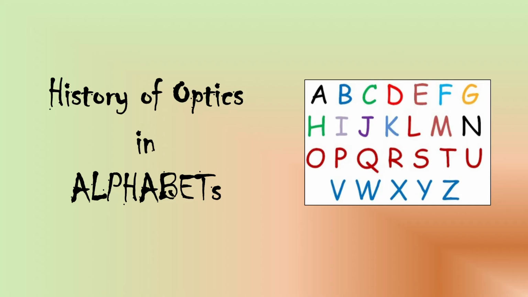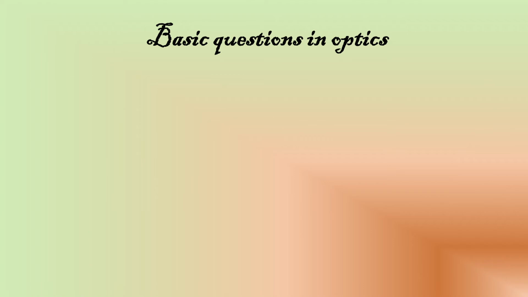So in this particular section we will understand the applications of optics in the form of alphabets. Here we can see the history of optics in alphabets: A for astrology, B for biophotonics, C for color of light, D for diffraction and so on. All these things can be understood in this session. Kindly understand and share among all your friends.